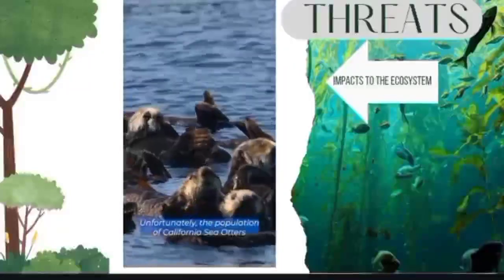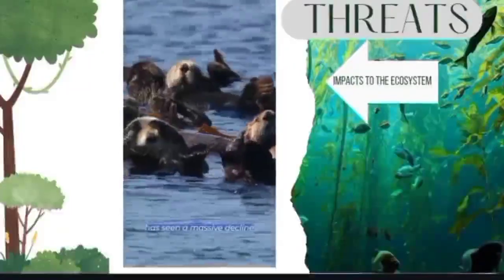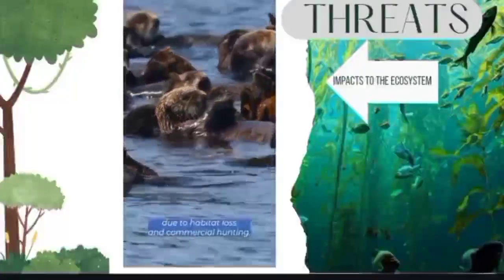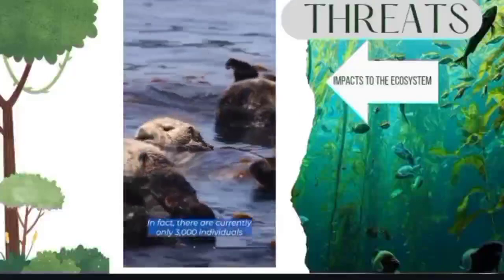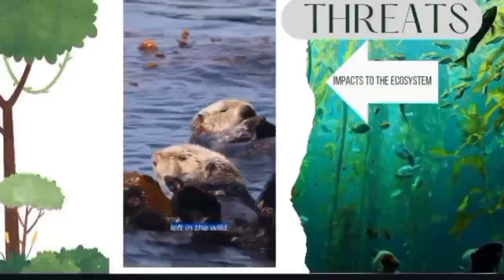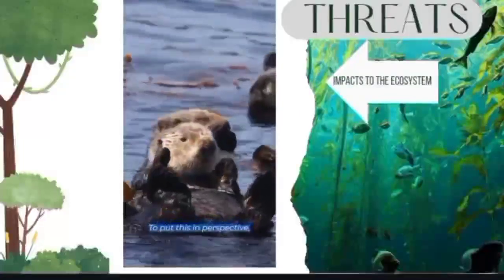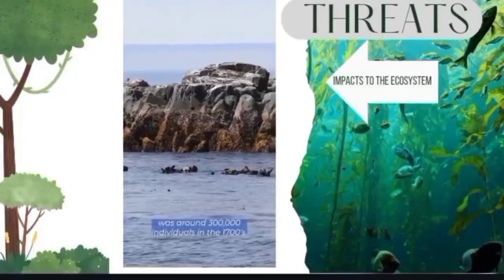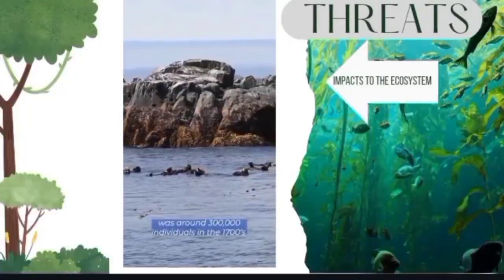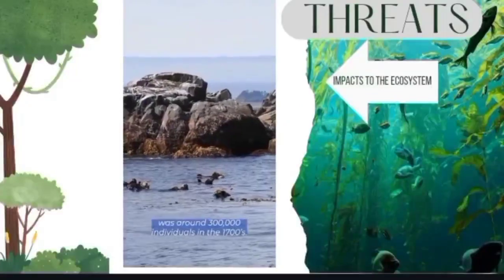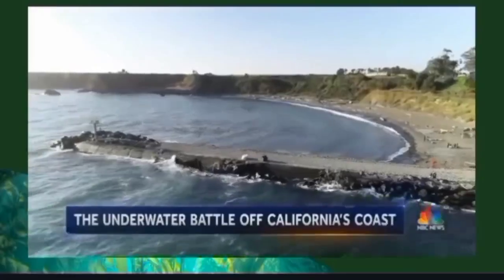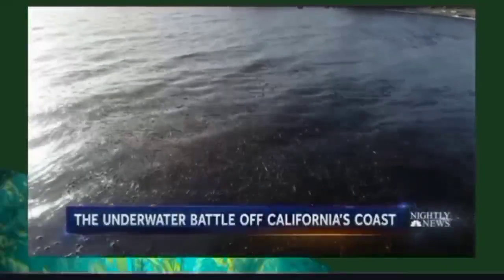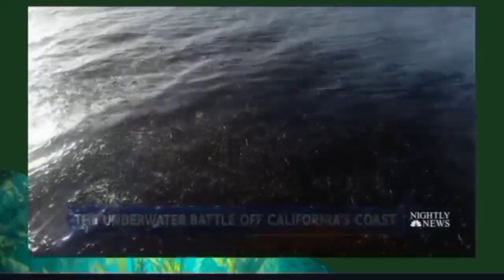Unfortunately, the population of California sea otters has seen a massive decline due to habitat loss and commercial hunting. In fact, there are currently only 3,000 individuals left in the wild. To put this in perspective, the population of sea otters in the North Pacific Ocean was around 300,000 individuals in the 1700s. Along the coastlines of California, but below these picturesque waters, an ecological emergency is unfolding.